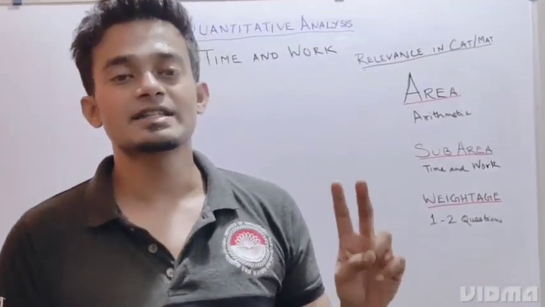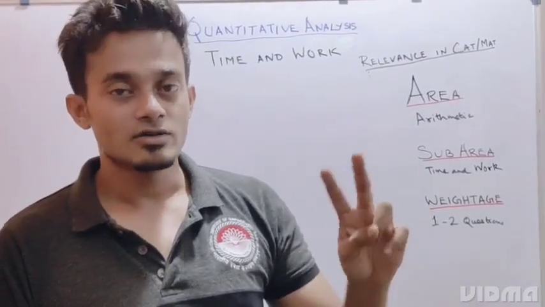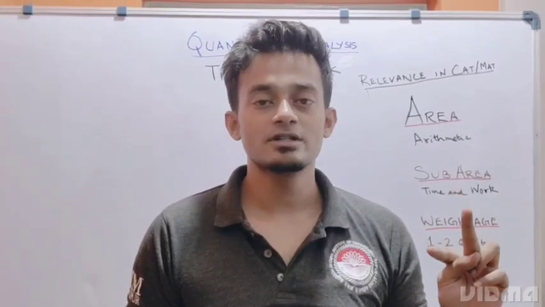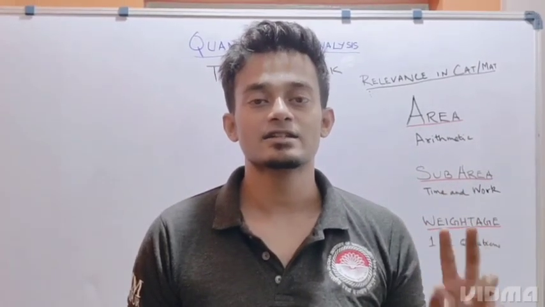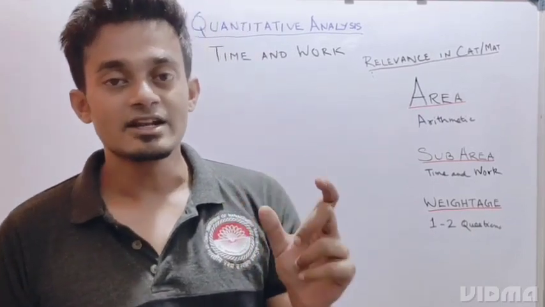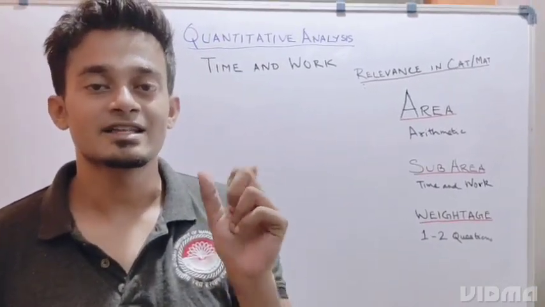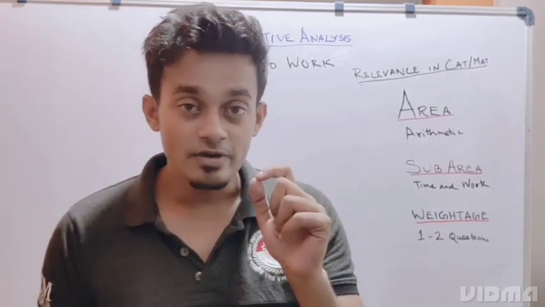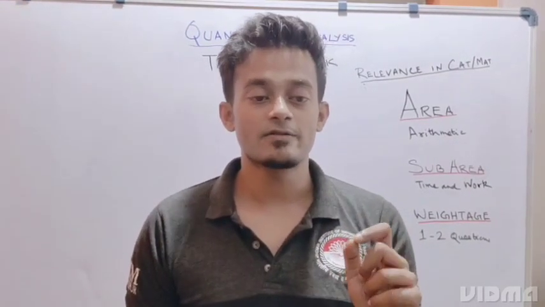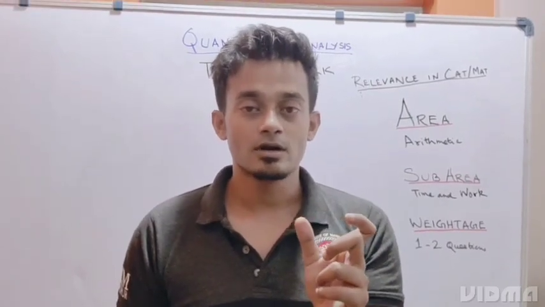There are 26 questions out of the 100 questions in CAT. There are 26 questions in quantitative analysis. QA has got 26 questions, out of which 10 of them are from the arithmetic section, and out of which at least 2 to 3 questions are from time and work.